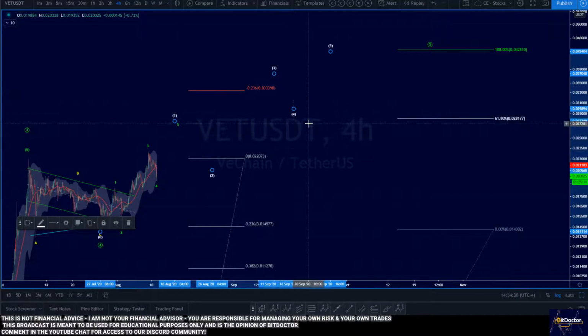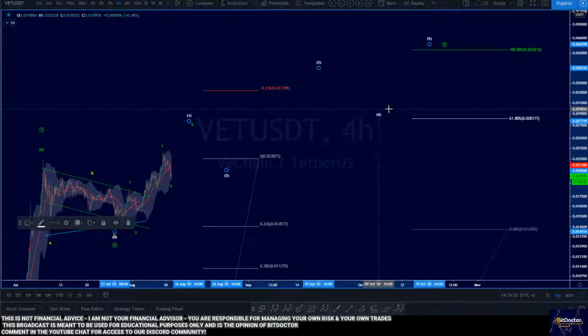I've got two targets for Vechain. My first target is going to be at about 3.3, 3.4 cents. And my next target is going to be sitting up here at about 4.2 to 4.3 cents. So somewhere in this range, I think, is where we're actually going to end up. It's going to take some time. We've got the 3 and then the 4.